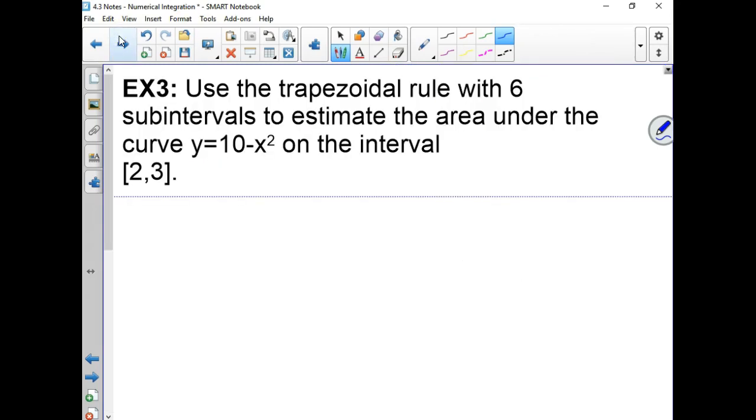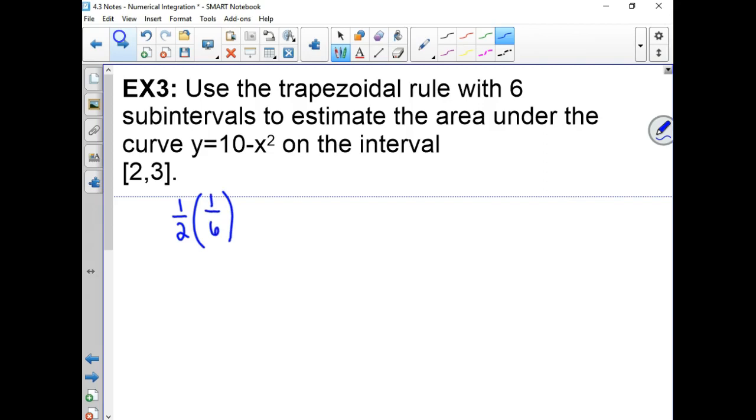Let's try the next one. We've got example 3. We're going to use the trapezoidal rule with 6 subintervals to estimate the area under the curve y equals 10 minus x squared on the interval from 2 to 3. So the trapezoidal equation just tells me I've got to have 1/2. The length of this interval is just 1, and I need 6 sub-intervals. So that means that the width, or technically height, of each trapezoid is 1/6.